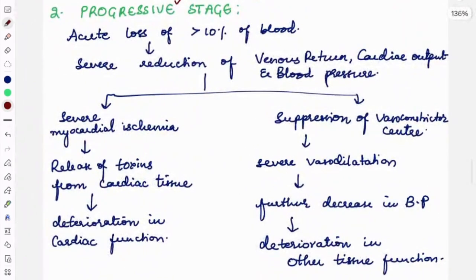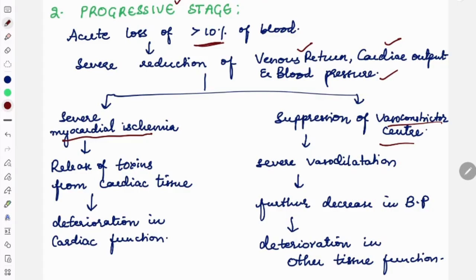Okay, the second one is the progressive stage. Now what happens in the progressive stage? There is blood loss of more than 10% of the total body blood. Then what happens? There is severe reduction in the venous return, cardiac output, and blood pressure. Now what happens if there is severe reduction? It will lead to severe myocardial ischemia as well as suppression of the vasoconstriction center.